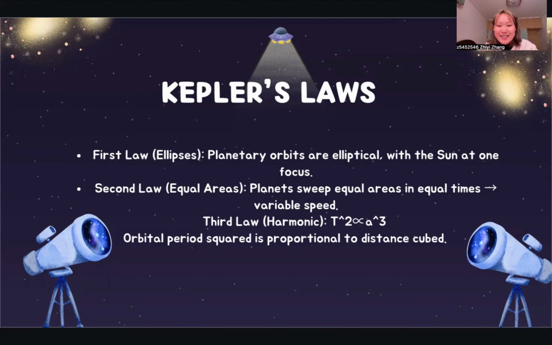The first law states that the orbits of the planets around the Sun are elliptical and that the Sun lies at one of the foci of the ellipse. The second law states that the lines connecting the planets to the Sun sweep over equal areas in equal times. The third law states that the square of a planet's period of revolution is proportional to the cube of the semi-major axis of its orbit.